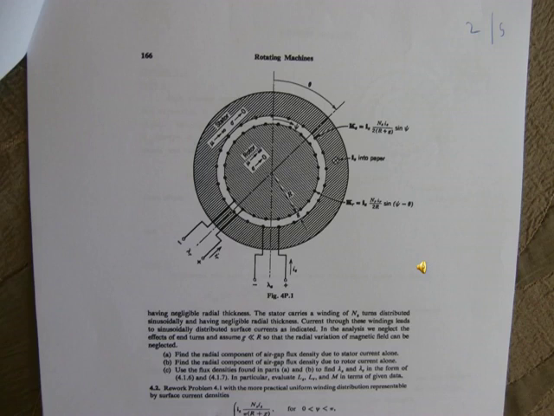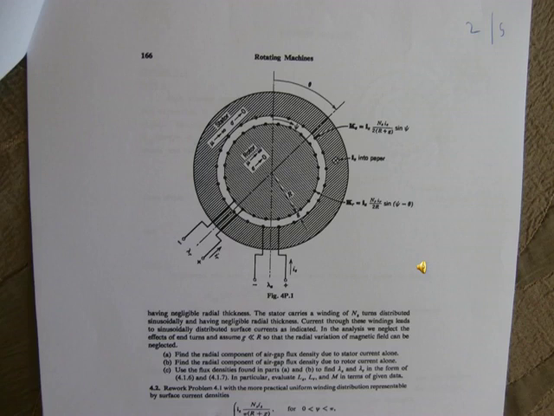As indicated in the figure, the rotor carries a winding of N_r turns distributed sinusoidally and having negligible radial thickness. The stator carries a winding of N_s turns distributed sinusoidally and having negligible radial thickness. Current through the windings leads to sinusoidally distributed surface currents as indicated. In the analysis, we neglect the effects of the ends and assume g is less than R so that the radial variation of magnetic field can be neglected.